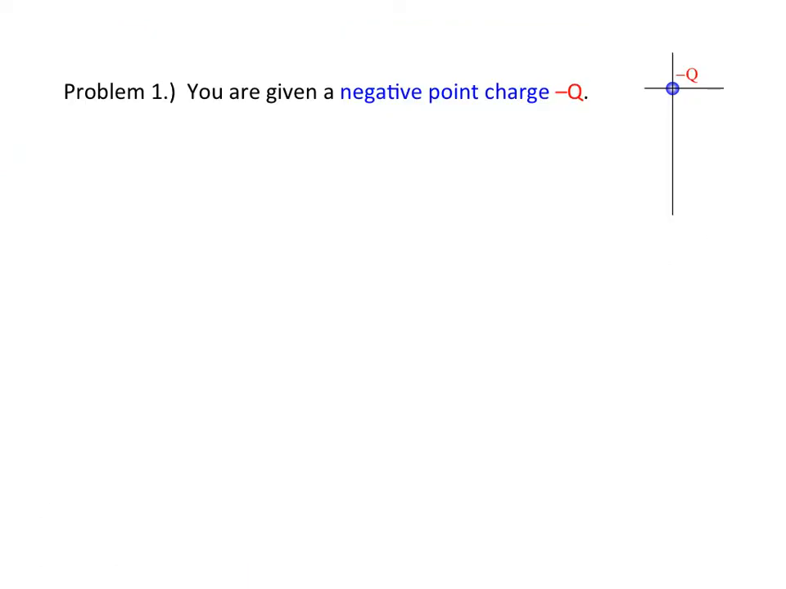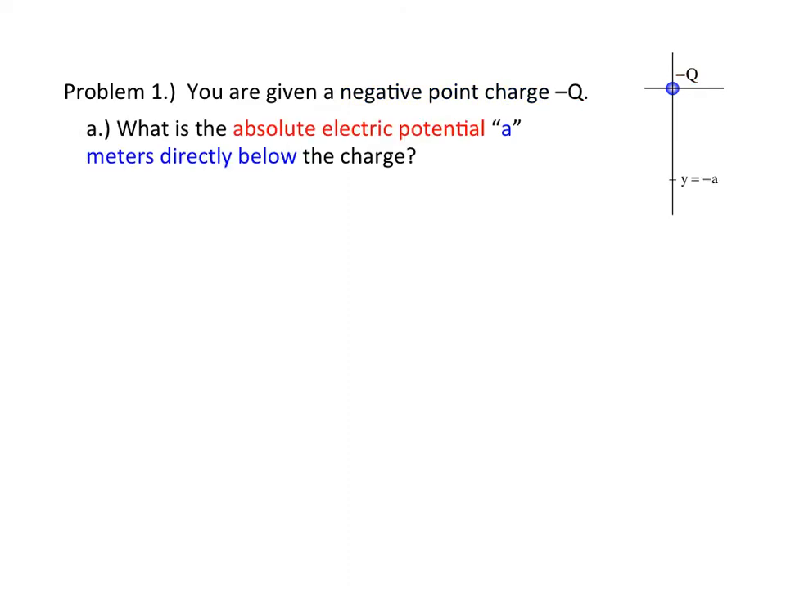So now it's time for an example problem. We've got a point charge, minus Q, sitting at the origin. We want to know what the absolute electrical potential is at y equals minus a. According to our function, that's going to end up equaling k times the field producing charge divided by the distance to the point of interest, or k times minus Q over a.